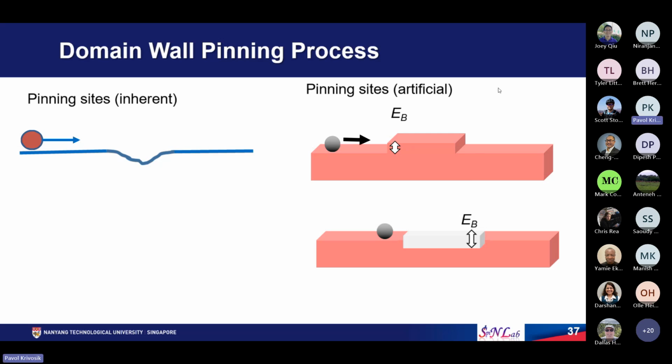So these pinning sites can be energy barriers or energy wells. In this case, the domain wall will move and it will get stuck here. In the case of an energy valley, the domain wall will move down the valley and get stuck here. And if you apply additional energy, the domain wall will get depinned and move further. So that is the concept of artificial pinning sites, and creating these artificial pinning sites helps us make reliable and consistent devices.